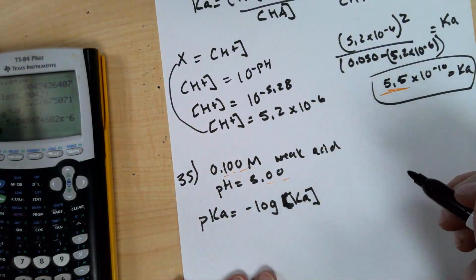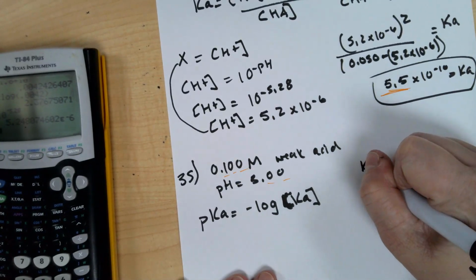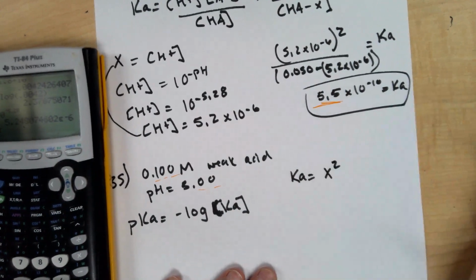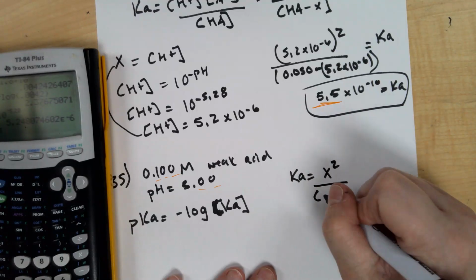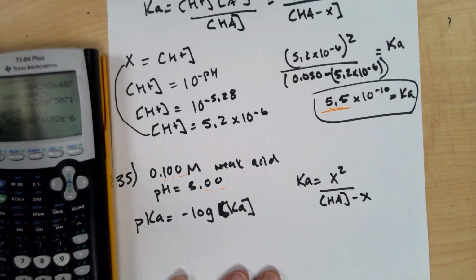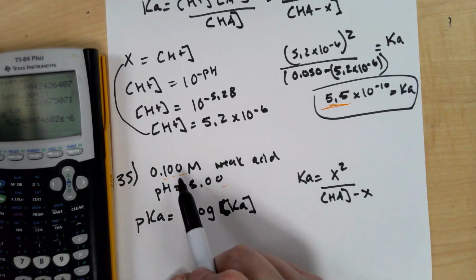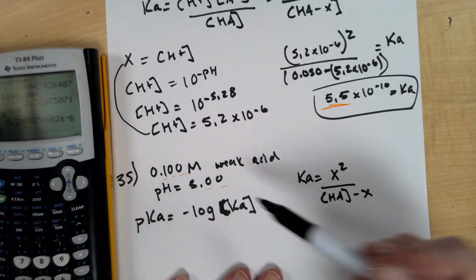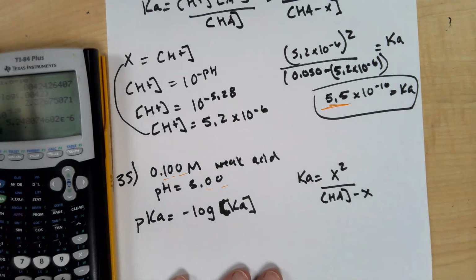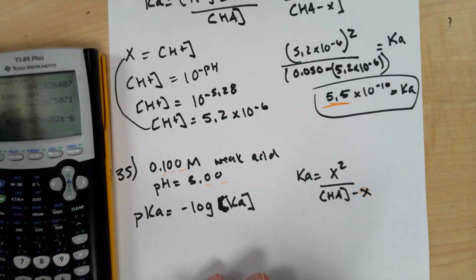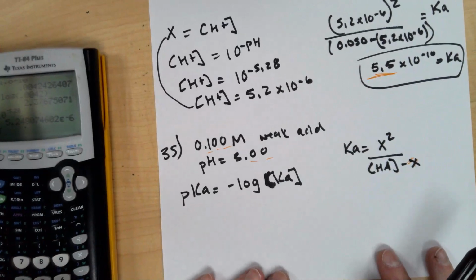I need to get my Ka, which we can do with the ICE table, but in this case, it's always going to be X squared divided by the concentration of that acid minus that change in X. And this concentration is kind of high. It did say it's a weak acid, so it's almost safe to assume we could probably eliminate this minus X. But let's not, just in case, to see if we get the same thing.